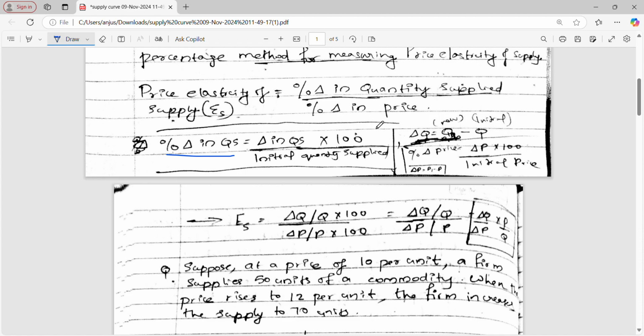Same goes with the price. So same concept as in demand. Here the elasticity of supply is delta Q by Q multiplied by 100, divided by delta P by P multiplied by 100. Both the 100s will cancel. Then the fraction is inverted, so the price elasticity of supply is equal to delta Q by delta P multiplied by P by Q.